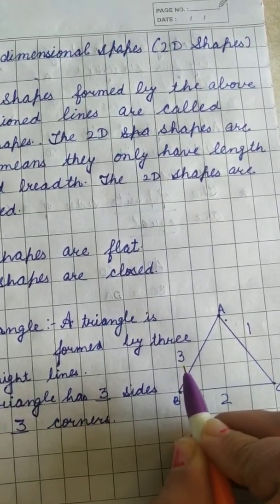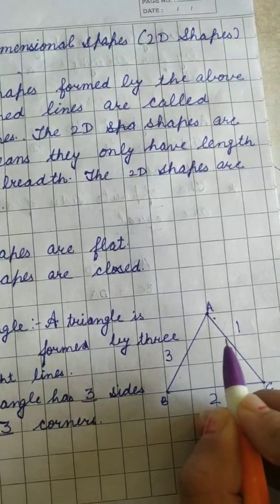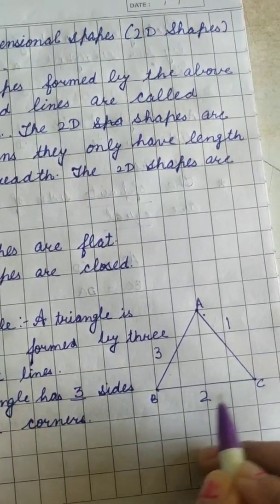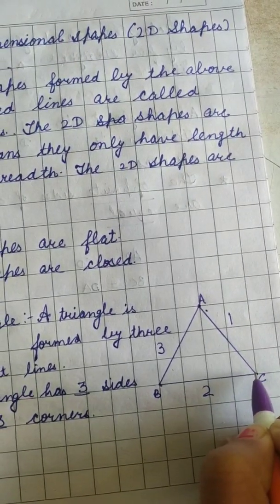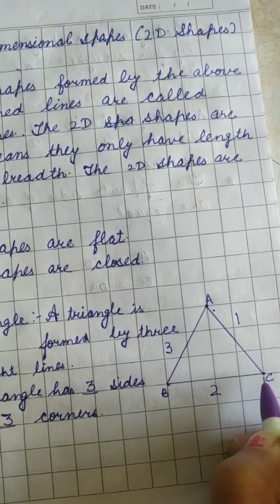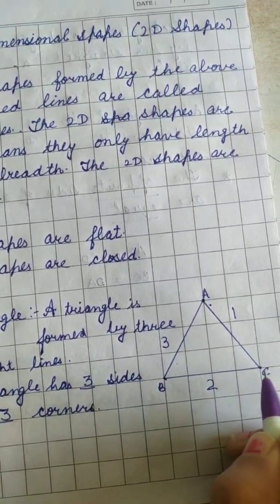Now what is a corner? A corner is a point where 2 lines meet. Here 1 and 2, means AC and CB are meeting at a point called C. So it is the vertex or the corner. So a triangle has 3 corners. Let us count 1, 2 and 3 corners.